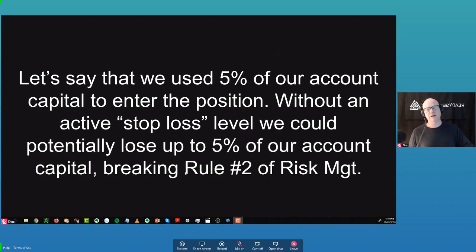All right, hopping off my soapbox here, let's say that we used 5% of our capital to enter this position. Without an active stop loss, we could potentially lose up to 5%, right? If we entered that, it could go diving down to zero. Our position goes dumpster diving, and next thing you know, it's delisted and worth nothing. And we've just broken rule number 2 of risk management, which is risk no more than 2% on any one position. That is the golden rule of risk management. Okay, no bueno.